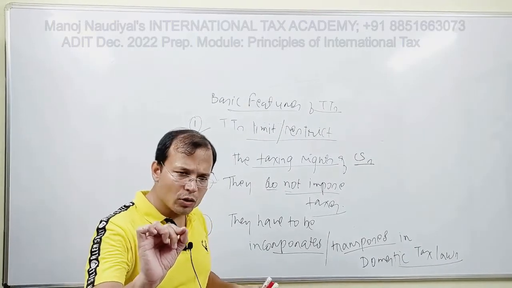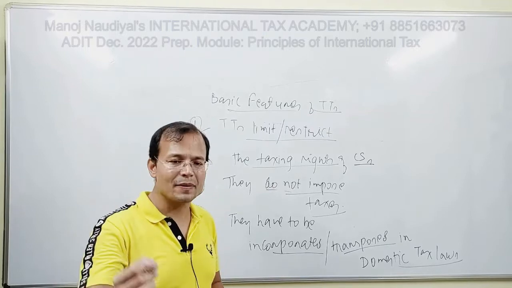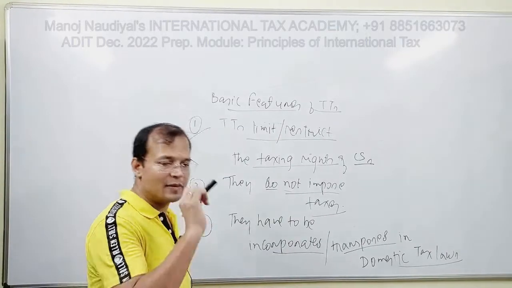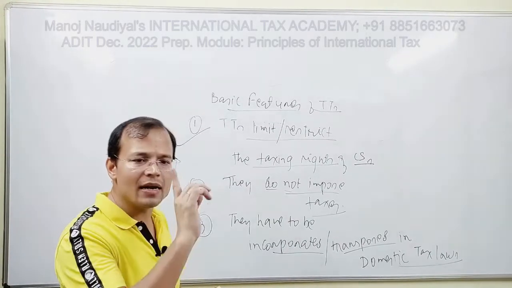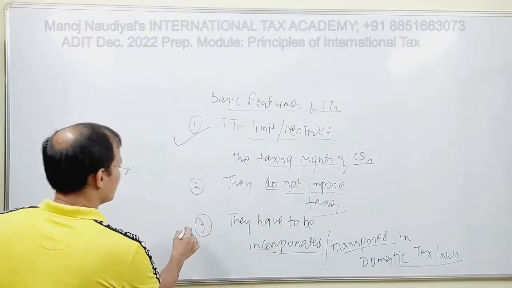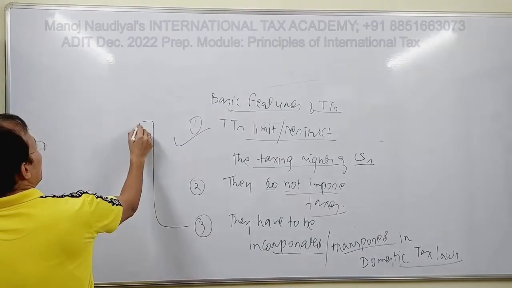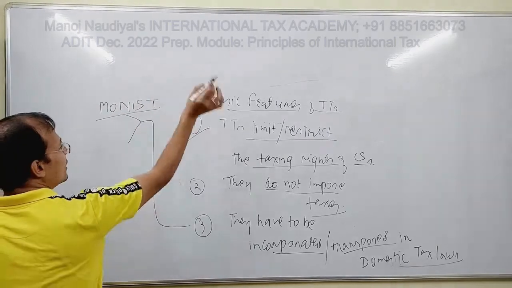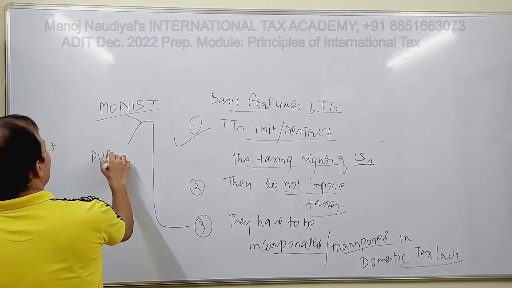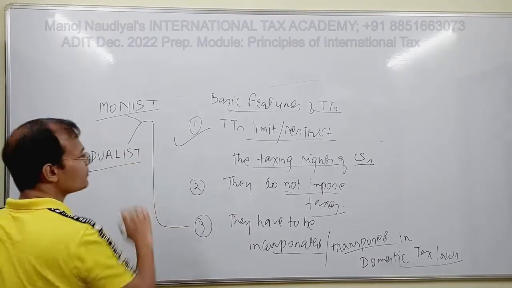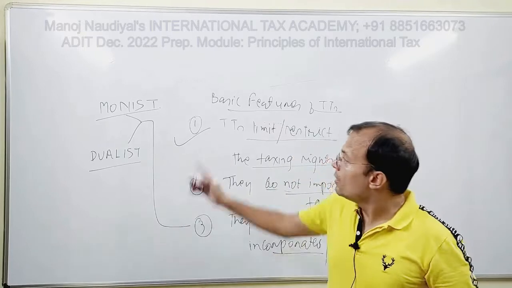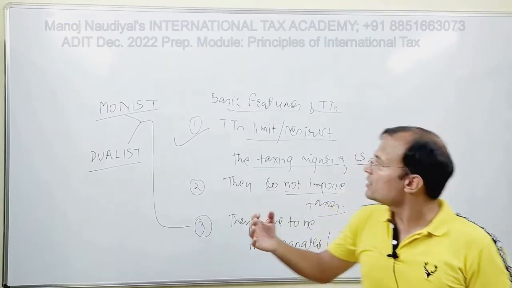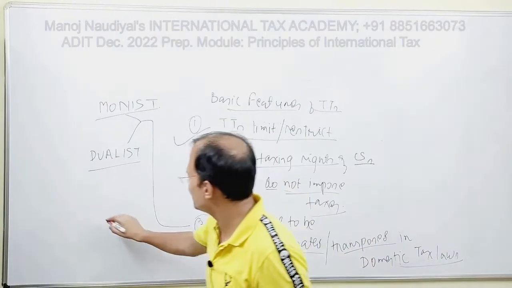Here, although that's an advanced concept, I'll give you that as well, since you've joined International Tax Academy. There's a concept of monist countries and dualist countries. Monist countries and dualist countries. Monist countries, supposing, I'll give you an example.